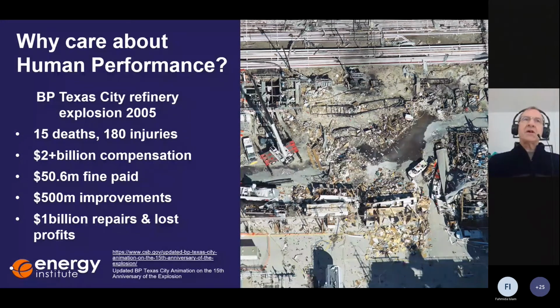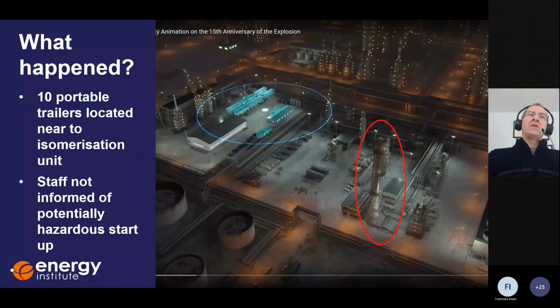So what happened? Well, the refinery was starting up an ISOM unit, which I've circled here in red, to get a tower, which they would be filling with this liquid, which is a flammable liquid. Equally importantly, just to the top left, circled in blue, the refinery had erected 10 portable trailers to house some contractors who were doing work elsewhere in the refinery, unconnected to the startup of the ISOM unit.